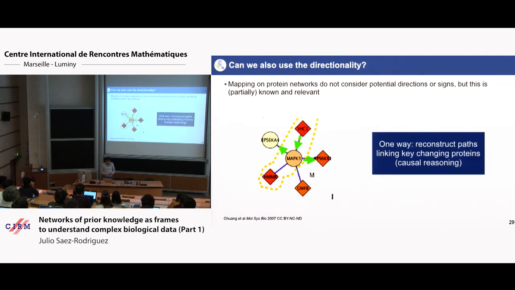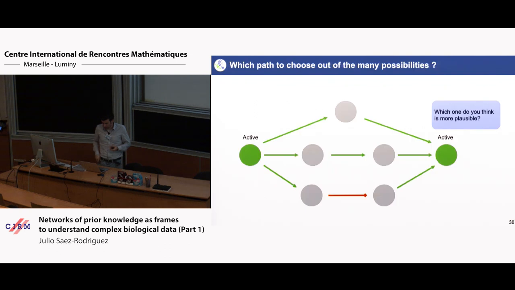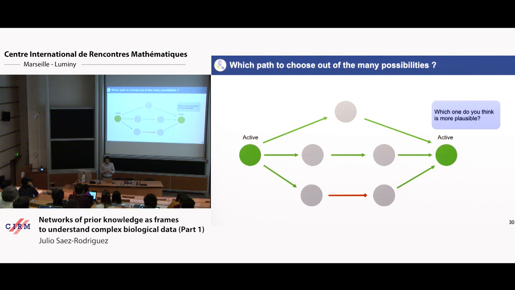And so one way is to try to reconstruct pathways that link key proteins using something called causal reasoning. And the basic idea is very simple. So imagine I do have such a network. So I have nodes as before and edges, but now my edges have a direction. So I know that it's A to B, not B to A. And if I'm lucky, I know the sign. So I know the effect is positive or negative. And so I can use some sort of reasoning to try to find out which pathways are connecting things that are happening in my data.